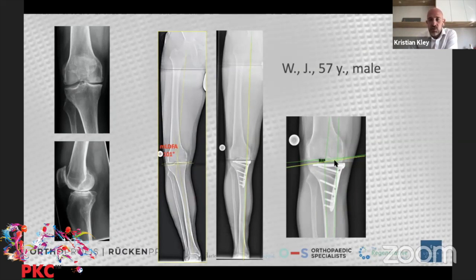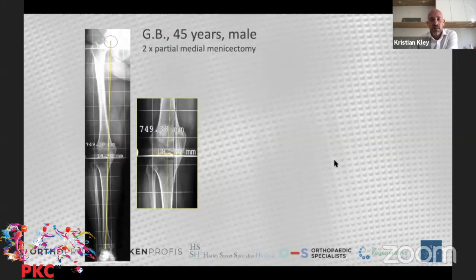But what you create is a hypercorrection of the MPTA. So you end up with a post-operative MPTA of sometimes around 100 degrees. And so therefore you create an oblique joint line, and this oblique joint line is oblique in the wrong direction. So you create a malalignment, which in fact is worse than the one that the patient started with.